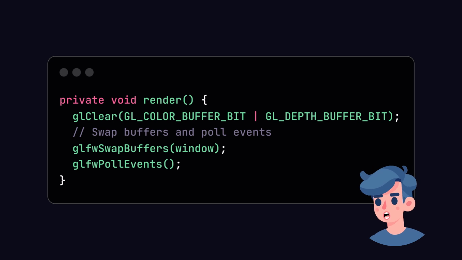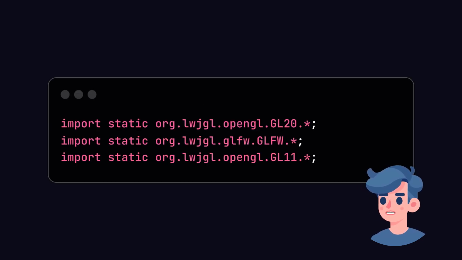Next, we will need to ensure that OpenGL contexts are correctly set up. This involves setting the viewport to match the window size and clearing the color buffer every frame. In this render method, we clear the screen using glClear and then swap the front and back buffers to show the rendered image. Make sure to include the OpenGL imports at the beginning of your file.